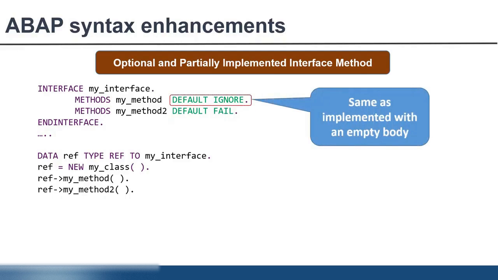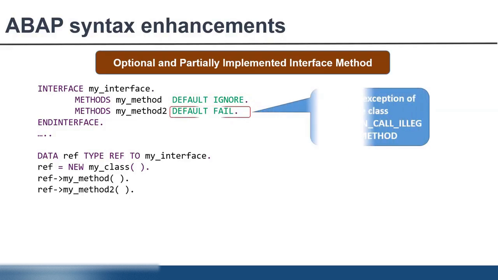When an interface method is defined with DEFAULT and with the addition IGNORED, the behavior is the same as when it is implemented with an empty body when it is called. Calls of a non-implemented optional interface method defined using the addition FAIL will raise an exception of the class given on the screen. If this exception is not handled, a runtime error occurs.